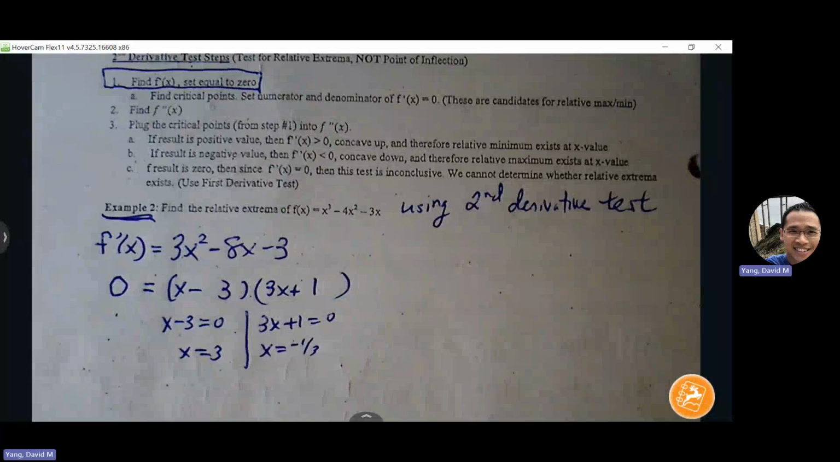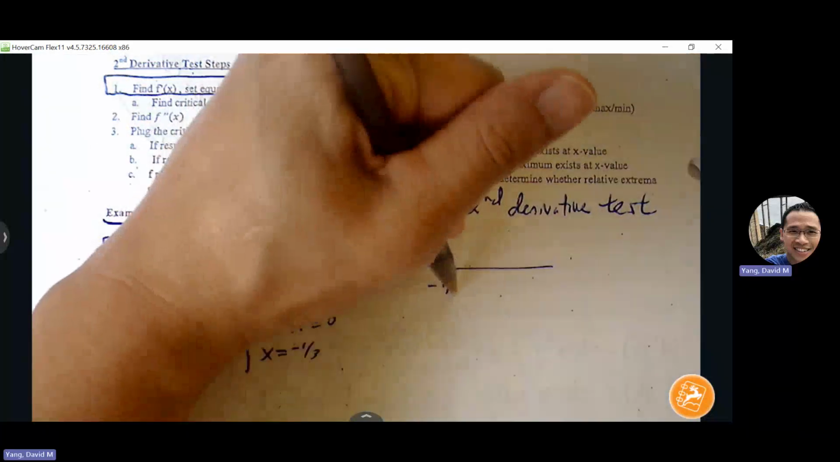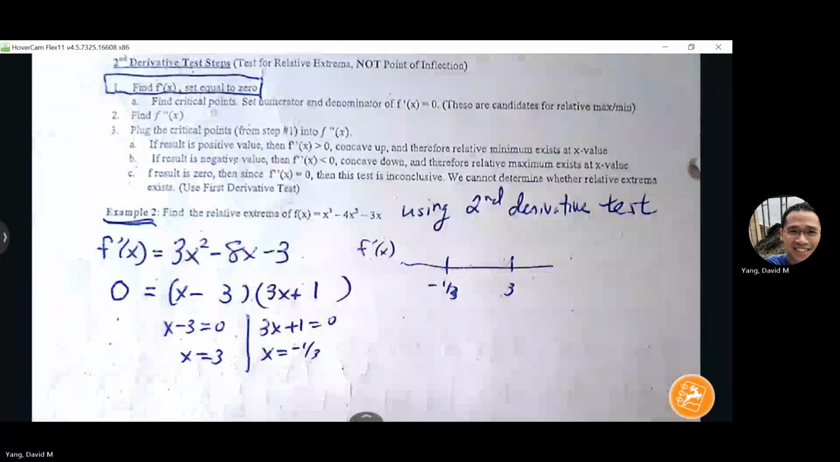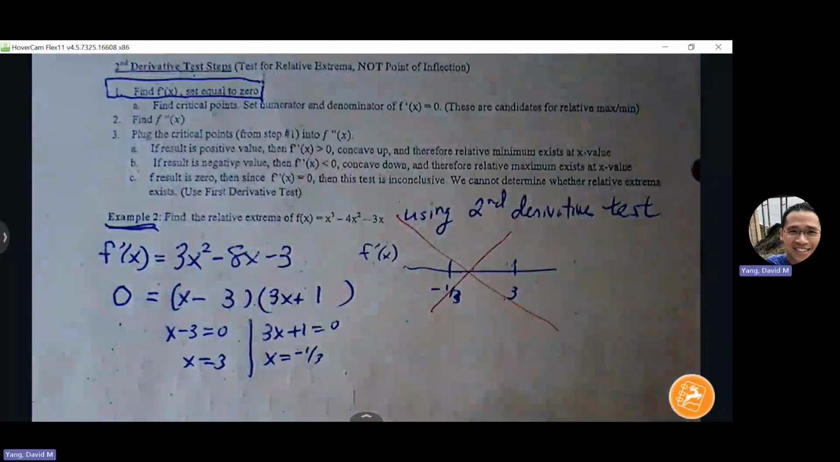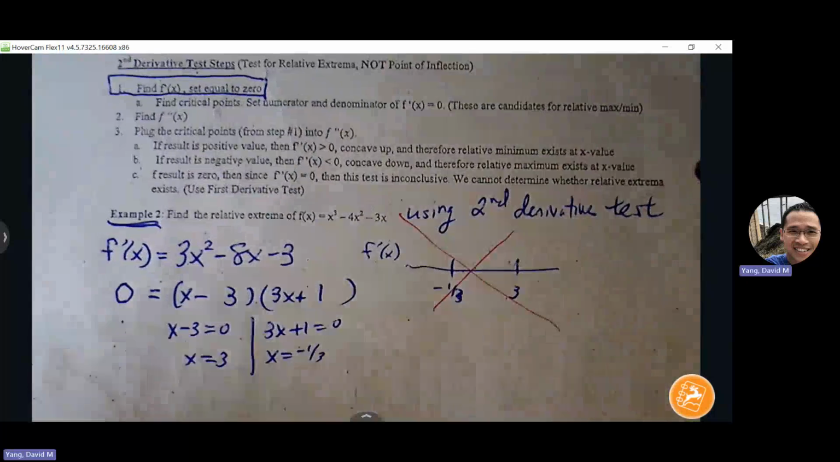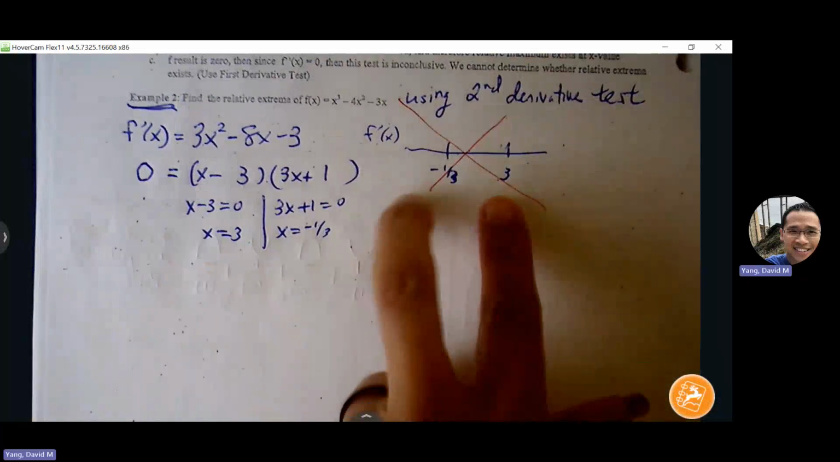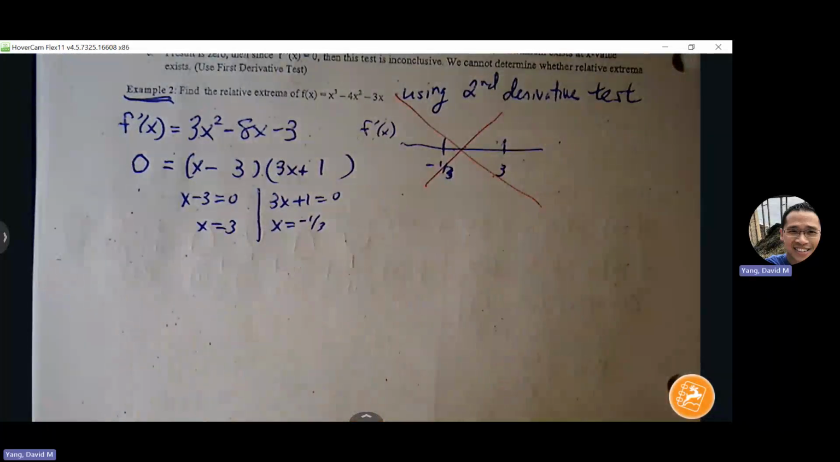Now, if I want to find relative max and relative min, normally you would do this, right? You would create an f prime sign line. You would test -1/3 and 3. Okay, but we're not going to go down this path. We're going to check these candidates in a different way. This is the first derivative test. We're going to use the same candidates, but we're going to go down a different path.